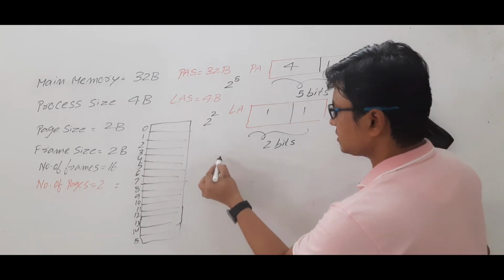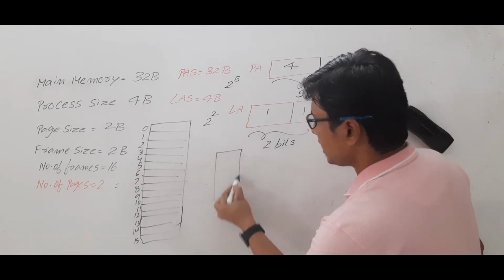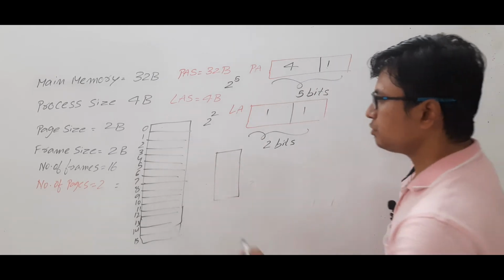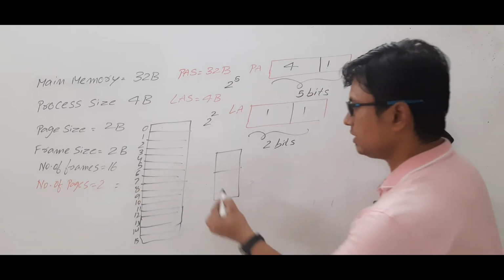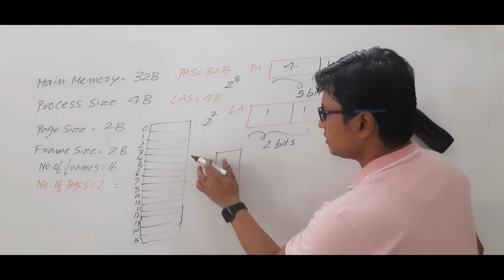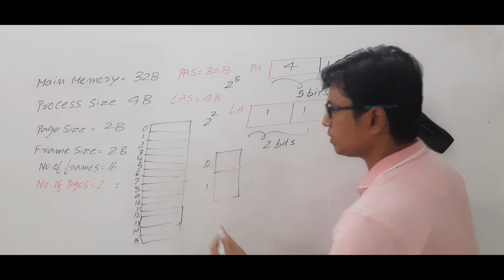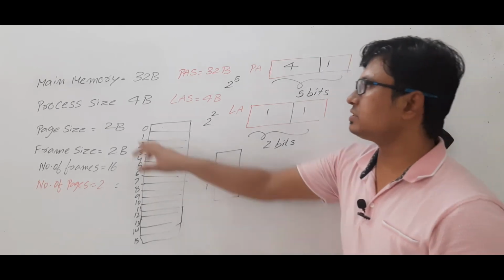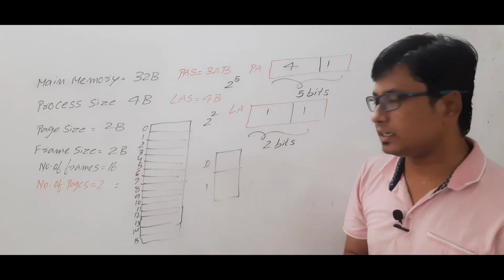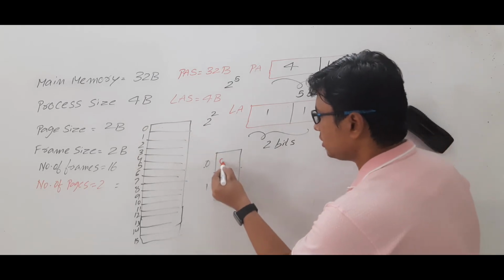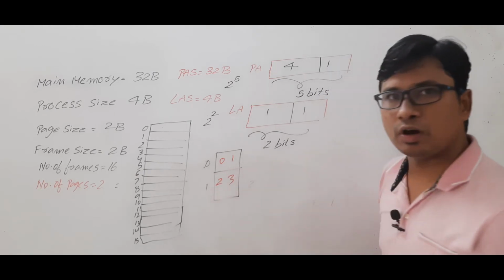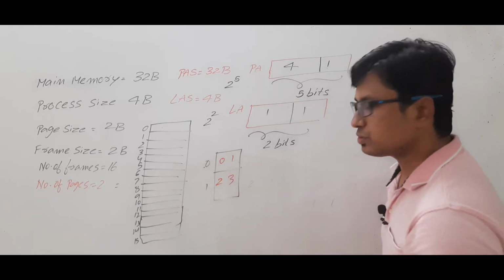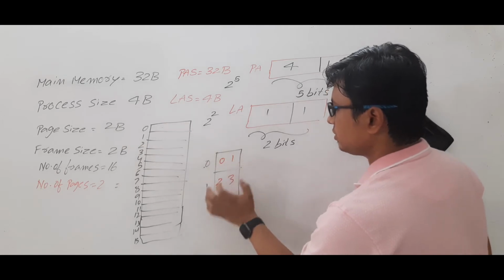And the process size is 4 bytes and it is divided into 2 pages. The number of pages is 2. Are you able to understand? Page number 0 and page number 1. As the process consists of 4 bytes and it is byte addressable, you have byte 0, byte 1, byte 2, byte 3, because it always starts from 0. So totally 4 bytes are there.